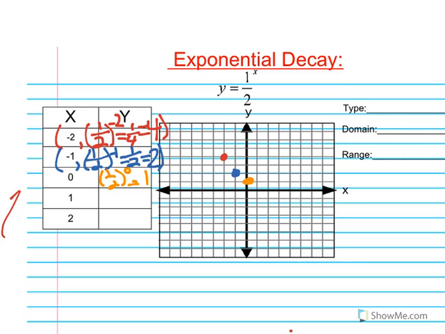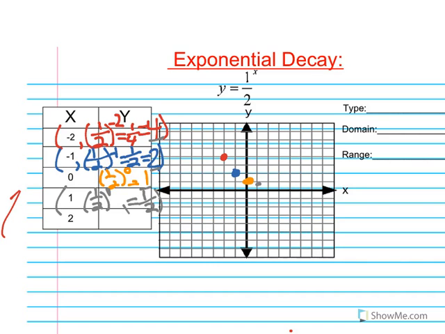Now if we see a pattern here, it's going from 4, cut it in half to get 2, cut it in half to get 1. So if I were to make a prediction and I cut the 1 in half, that would be 1/2. Let's see if that's true. 1/2 to the first power means I just have 1/2, which does equal 1/2. So there's the point 1, 1/2.